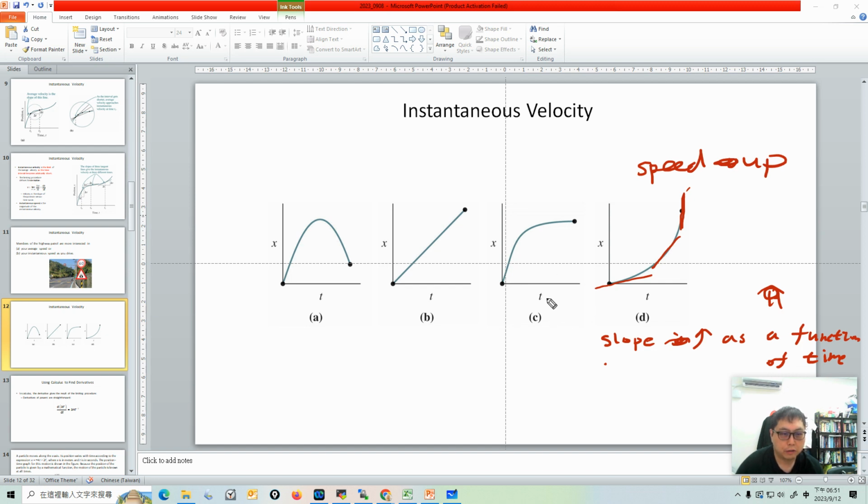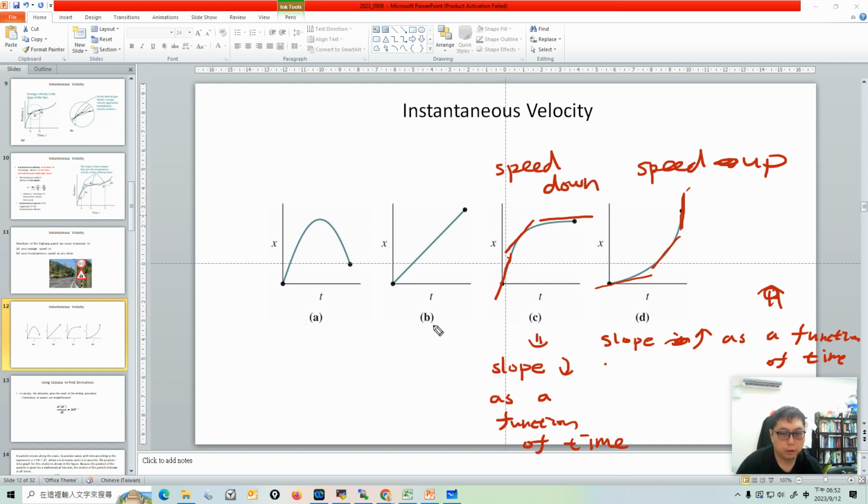Okay, so let's look at C. Same analysis, we just draw different slopes. The first slope is here, another slope is here, and another slope is here. You see the slope decreases as a function of time. The slope of the xt diagram is velocity, so the velocity decreases. So it's slowing down.